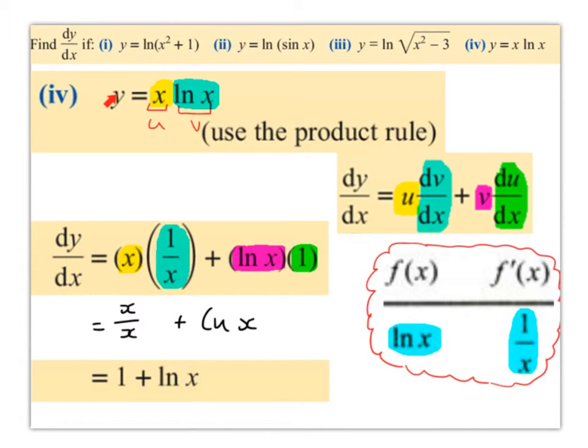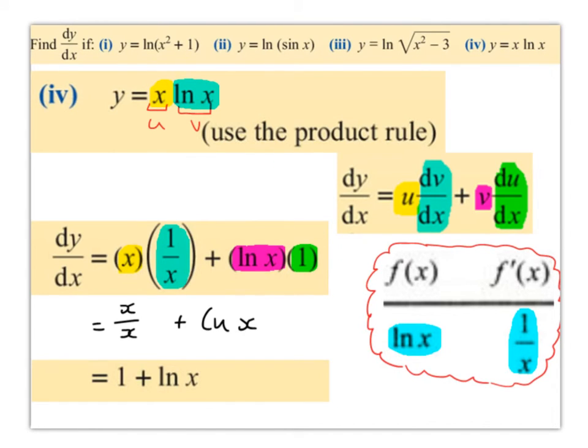Part 4. y is equal to x natural log x. So x and ln x are stuck together, which means multiplies. So we're going to use the product rule, which is dy/dx, the derivative, is equal to u dv/dx plus v du/dx, where u is x and v is natural log x. So dy/dx is going to be u, which is x with brackets around it, multiplied by dv/dx. The derivative of ln x is going to be 1 over x. We got that from our formula book, or we just know it. 1 over x plus v, which is natural log x, times du/dx. The derivative of u, the derivative of x, is just going to be 1.